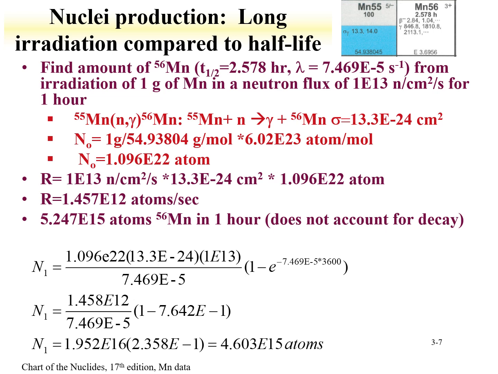All right, let's consider a condition where the irradiation is relatively long compared to the half-life. So let's take the formation of manganese-56 from manganese-55. Again, a neutron capture reaction. Manganese-55 captures a neutron, gives off a gamma, and makes manganese-56. The half-life of manganese-56 is 2.6 hours. We'll do an hour of irradiation.